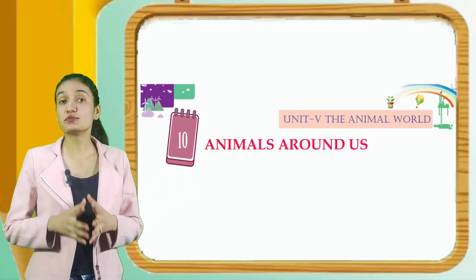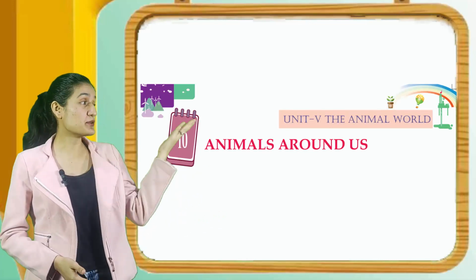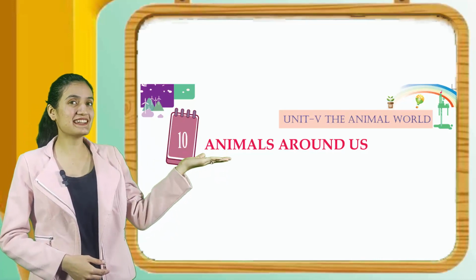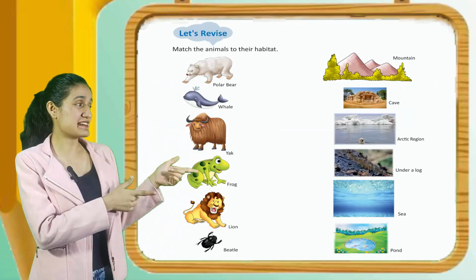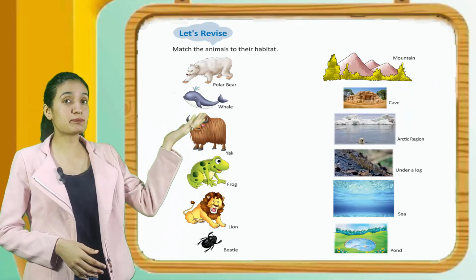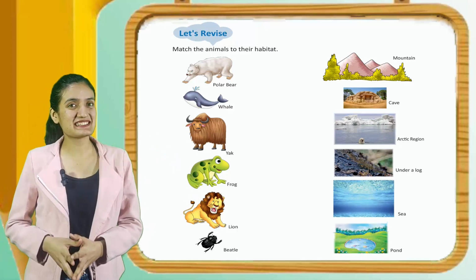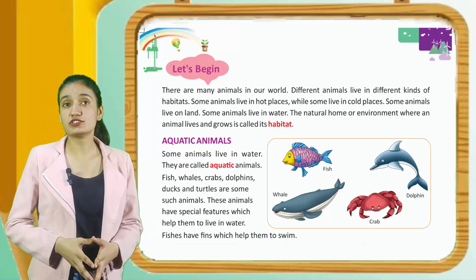Very good. Today we are going to start another very interesting chapter from Unit 5, that is the animal world, and chapter number 10, animals around us. Now students, let's revise. Here you can see the pictures of animals and you have to match these with their habitat. Now let's begin. There are many animals in our world.